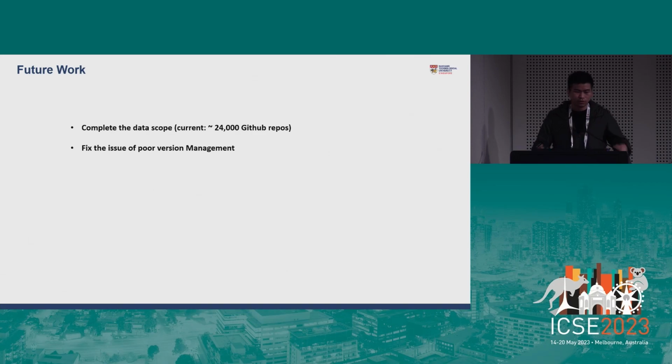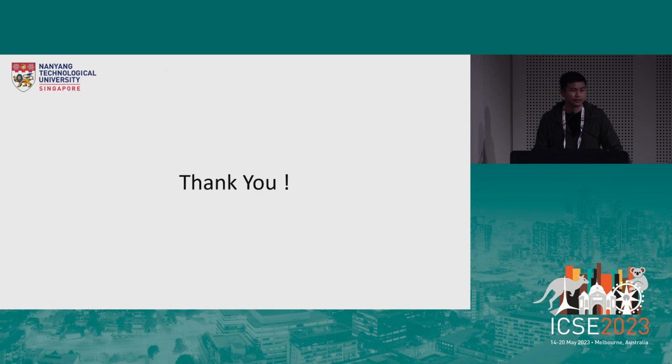So to improve our detection tool, our future work will focus on how to complete the data scope. Currently, for our experiment, we collected 24,000 GitHub repos with over 100 stars to construct our database. And this is not complete, and we haven't figured out what the actual size of the C libraries is. And because C also has some poor version management problems, we also aim to fix these two issues in future work. And thank you. This is our work.